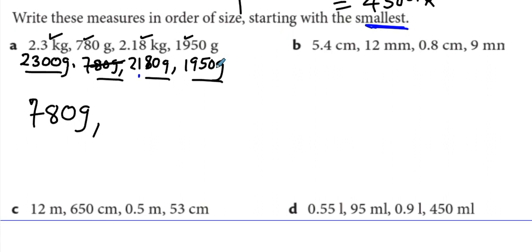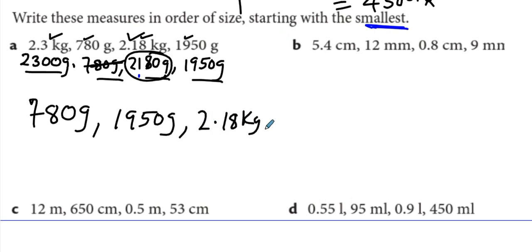Next will be 1950 gram. Next will be, this is 2300, this is 2180. So the next is this, but we don't write that. We write the number given, 2.18 kilogram. Then the last one will be this, but we don't write this. We write 2.3 kilogram.